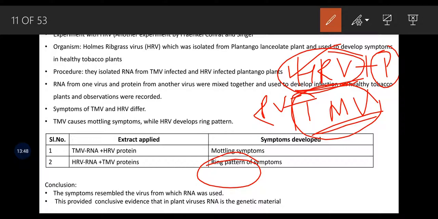What is the conclusion here? The symptoms resembled the virus from which the RNA was isolated and used. This provided conclusive evidence that in plant viruses, RNA is the genetic material.